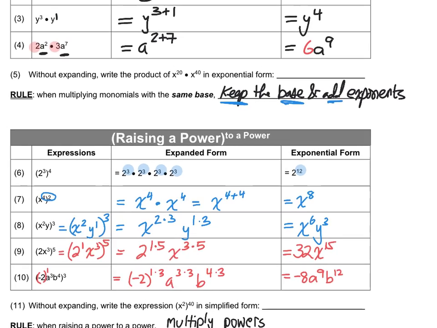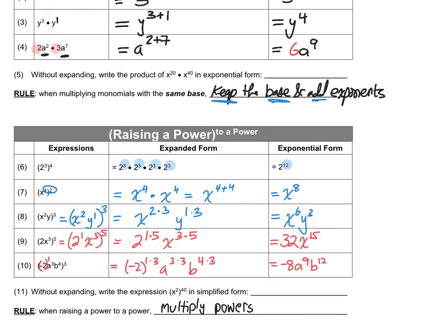All right, so the two problems that I skipped, 5 and 11. Let me get a purple pen here. For number 5, I want the product of x to the 20th and x to the 40th. So that's going to be x to the 60th. All right, keep the base and add the exponents. All right, number 11, x to the 2nd to the 40th would be x to the 80th.